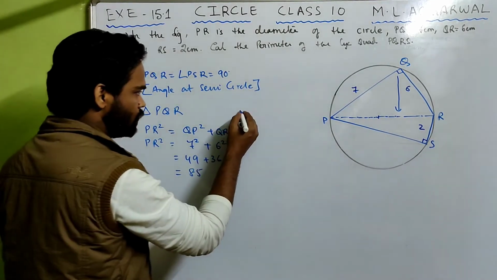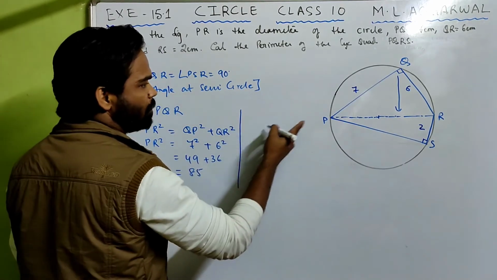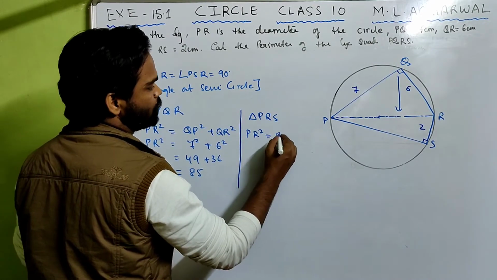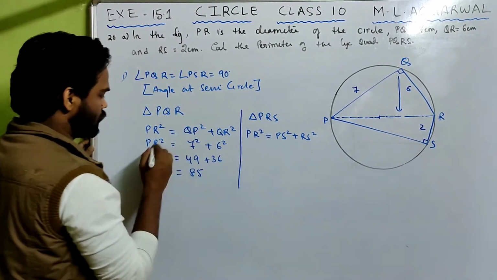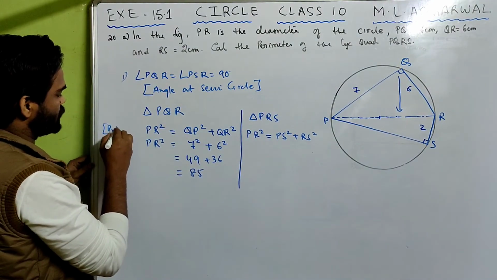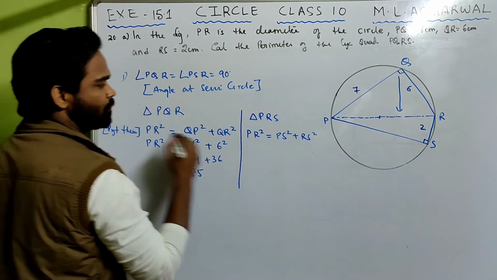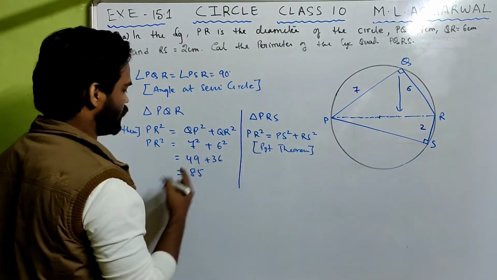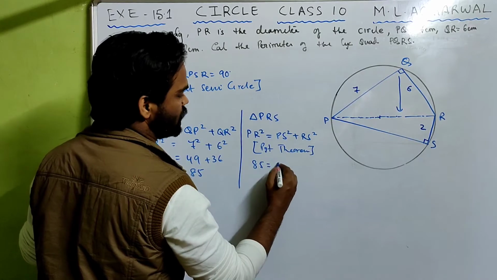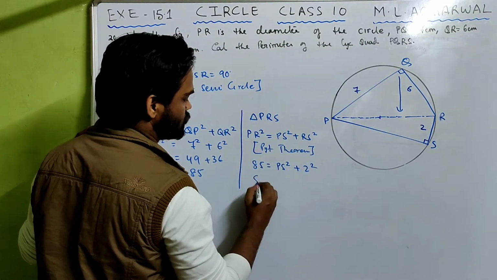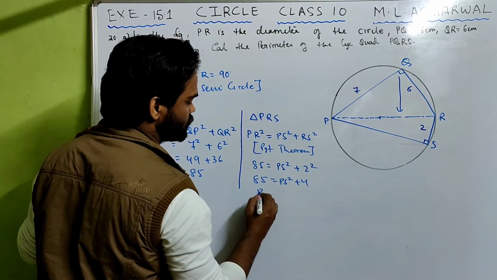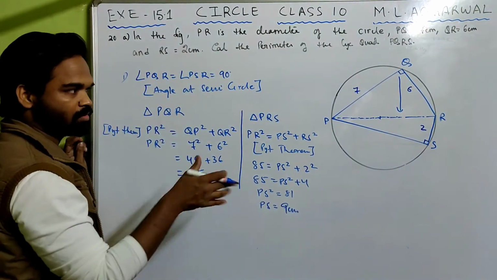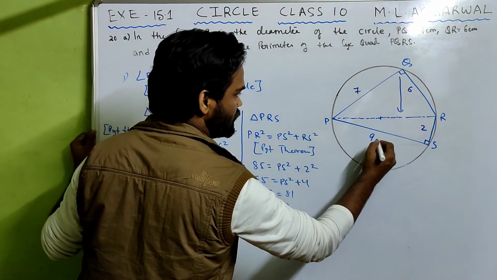Leave it like this. What I'll do, look at triangle PRS. Again, PR square is equal to PS square plus RS square. According to Pythagoras theorem, you need to write, okay? Mention over here when you're using the theorem. So PR square is what? 85. PS square, we don't know actually. RS square, which means 2 square. So 85 equals PS square plus 4, which means PS square equals 81. So PS will be plus minus 9, so we'll take 9 centimeter. Positive because length cannot be negative. So this is 9 centimeter.